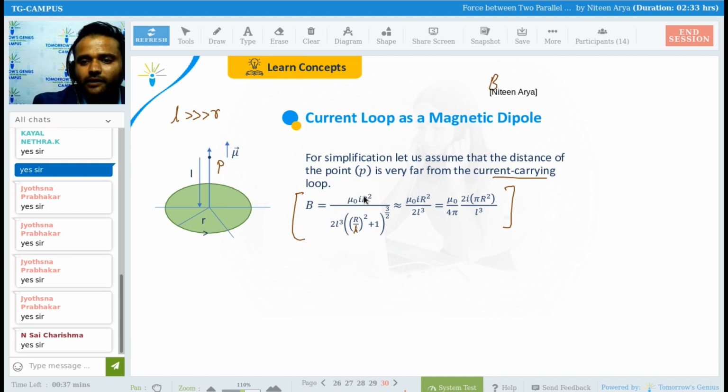Similarly, magnetic field B equals mu naught upon 2, I R square upon (R square plus L square) to the power 3 by 2. If I take L square common, I get 2 L to the power 3, R by L square plus 1.